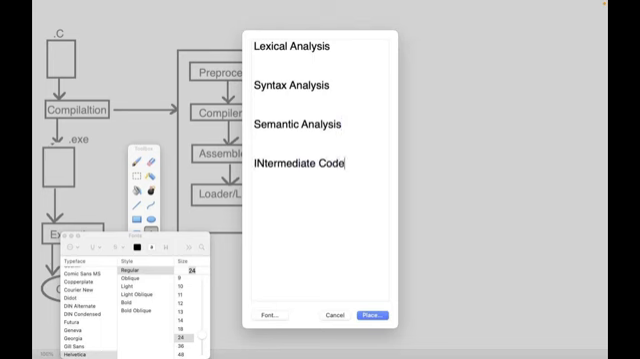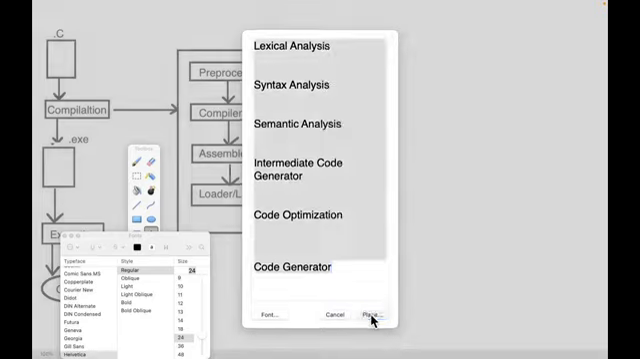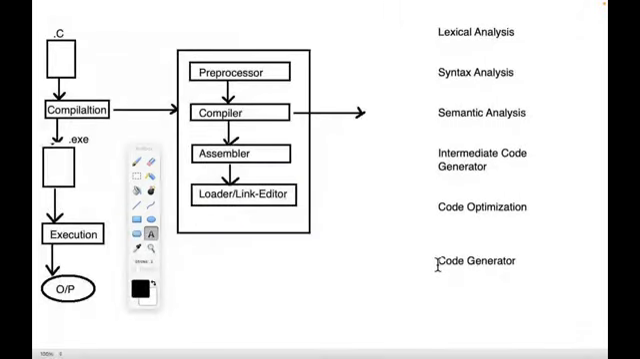Then after this, intermediate code generation, or the intermediate code generator. Next one is code optimization, done by the code optimizer. Next one is the code generation phase, the code generator. These are all the six phases we have inside the compiler. If you open the compiler, these are the phases we are able to see.